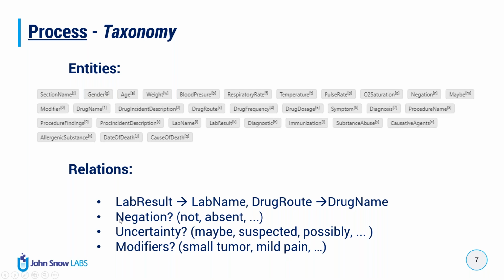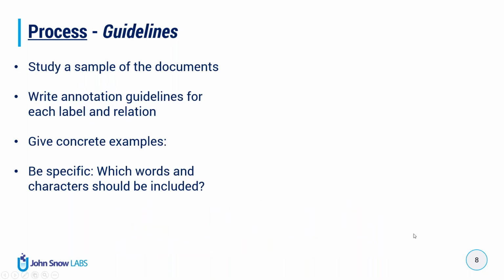So you have to set up or to define the rules of the annotation process. So once you have this taxonomy, then you have to define the guidelines. So you have to study first a sample of the documents and write annotation guidelines for each label and relation with very concrete examples.